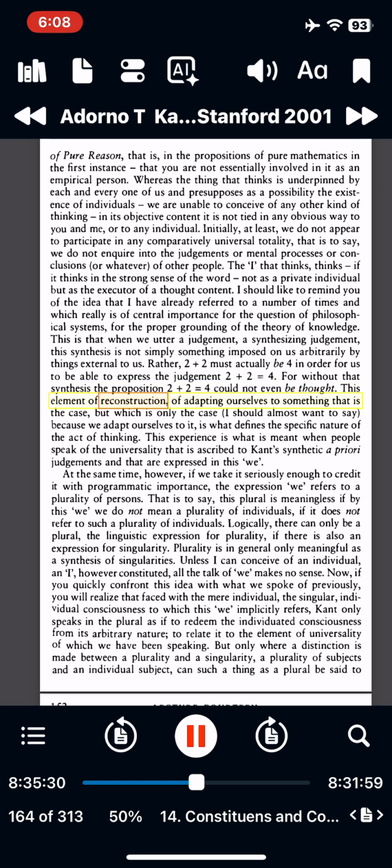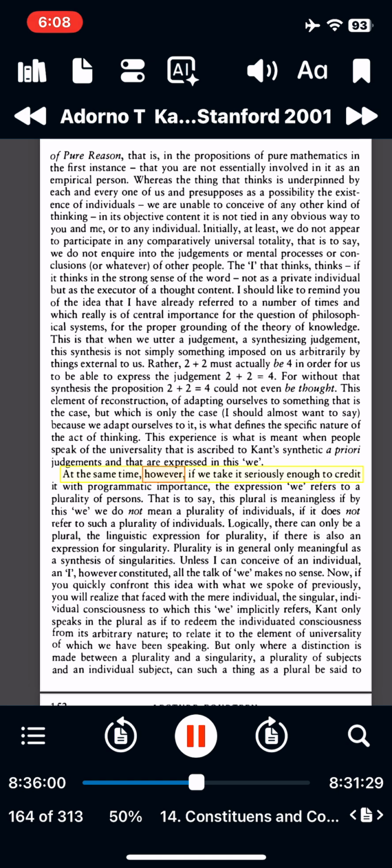This element of reconstruction, of adapting ourselves to something that is the case, but which is only the case, one should almost want to say, because we adapt ourselves to it, is what defines the specific nature of the act of thinking. This experience is what is meant when people speak of the universality that is ascribed to Kant's synthetic a priori judgments and that is expressed in this "we."